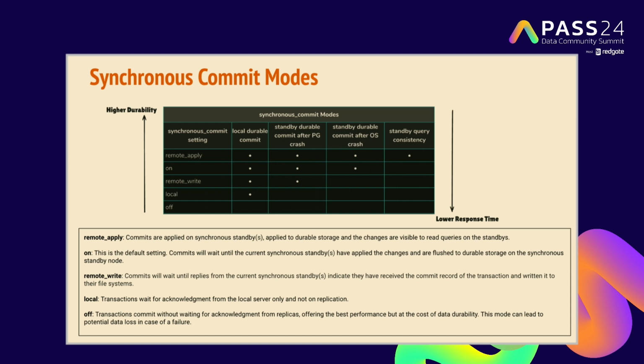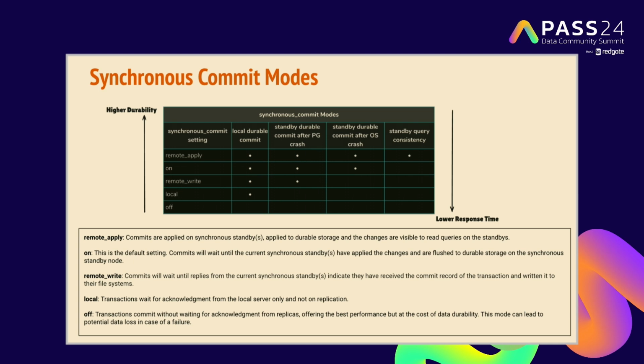In case of synchronous commit on, commits will wait until the current synchronous standby server gets the WAL data, applies the changes, and also flushes the changes to durable storage. As soon as it flushes the changes to durable storage, it sends the transaction commit status to the primary server. In case of remote write, commits will wait on synchronous standby servers.